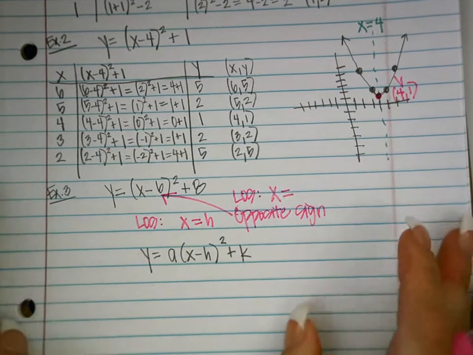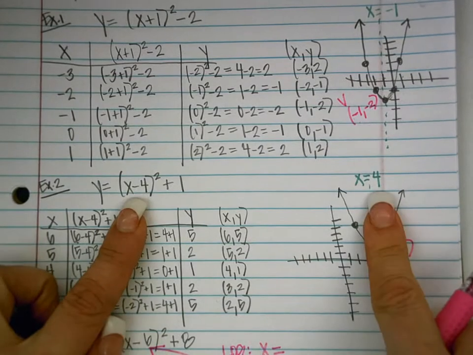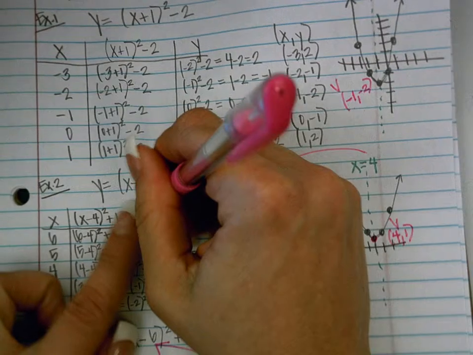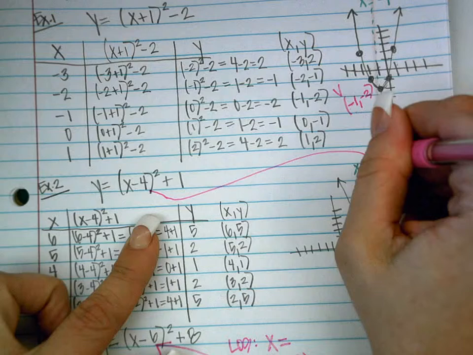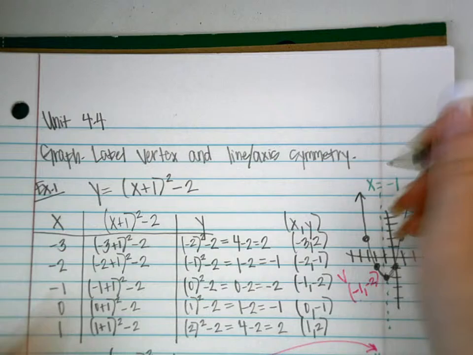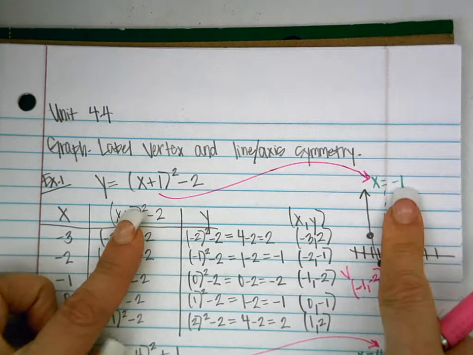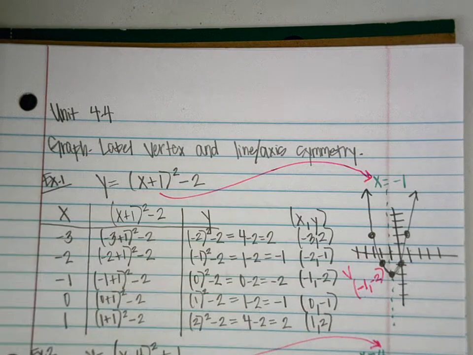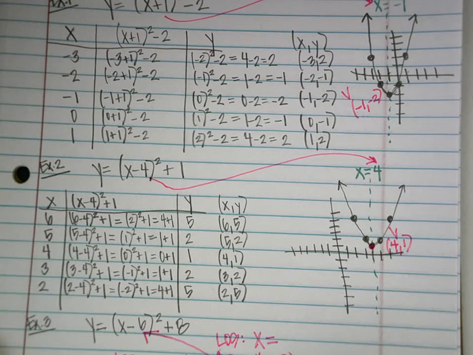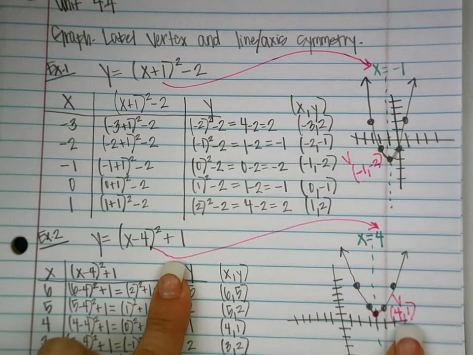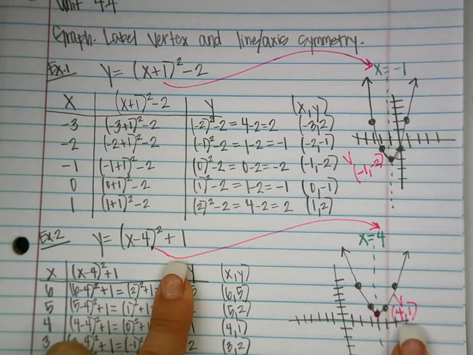Would that work for number 2? Yes. Opposite sign, there's your line of symmetry. Is that the same thing as number 1? Yes. X equals opposite sign. Now, let's look at the vertex. Do you notice anything similar about the vertex and the original equation?